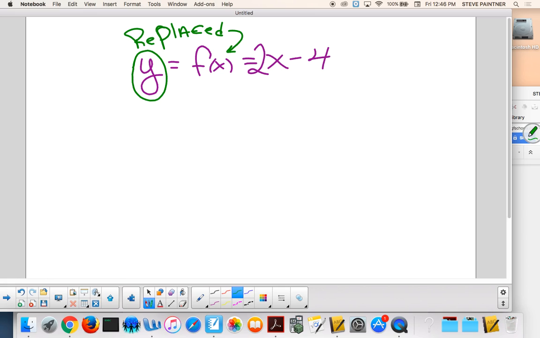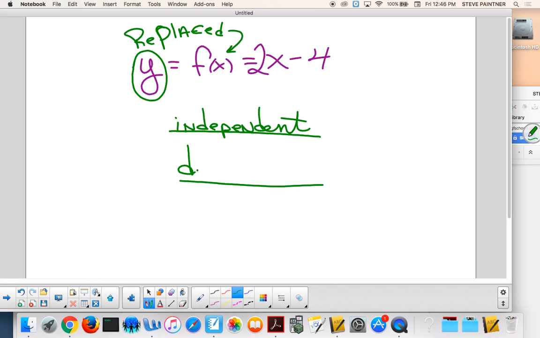X is called the blank variable, y is called the blank variable. So what is x called? Independent. Yes. And the reason they call it independent is because that's what you put in. You have all the freedom in the world to put whatever you want in. 0, 3, 5, 10, put whatever you want in. Whatever you put in for x, then the y value is called the dependent. Y kind of depends on whatever you put in for x. So y is the dependent variable.